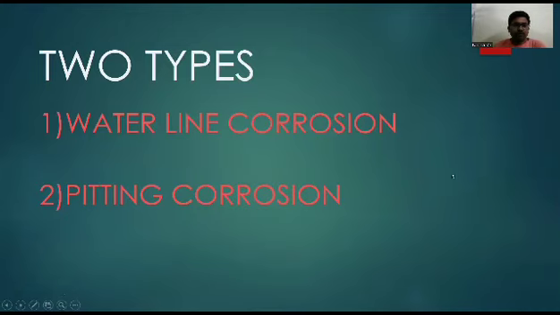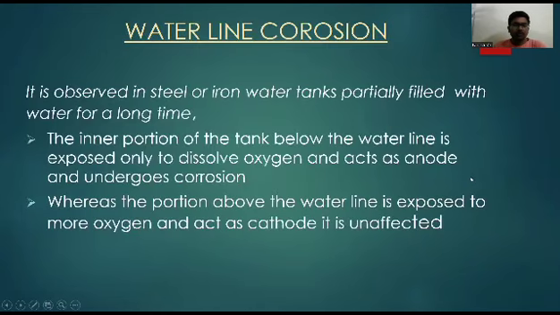There are two types: one is water line corrosion and the second one is pitting corrosion. Water line corrosion is observed in steel or iron water tanks partially filled with water for a long time. In our homes, we fill water in iron water tanks. The inner portion of the tank below the water line is exposed only to dissolved oxygen and acts as an anode, undergoes corrosion. The portion above the water line is exposed to more oxygen and acts as a cathode. It is unaffected.